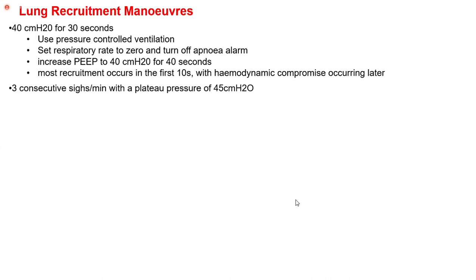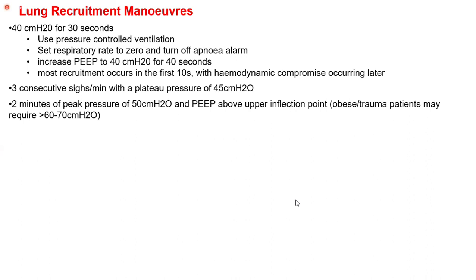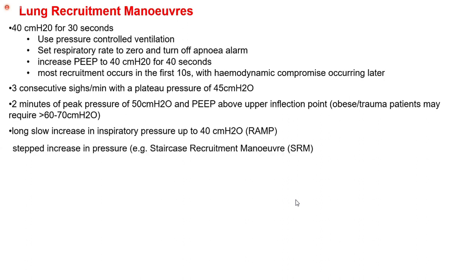Then you can use the sigh mechanism that is there in the ventilators. So 3 consecutive sighs with a plateau pressure of 45 centimeters, that also you can give. Then 2-minute peak pressure at 50 centimeters of water, and the PEEP after that is also used. Then a long slow increase in inspiratory pressure to 40 centimeters, which is called the ramp maneuver, and a stepwise increase, which is called the staircase recruitment maneuver. This is one of the short note questions that you may be asked in the examination. Staircase, especially in the ARDS.